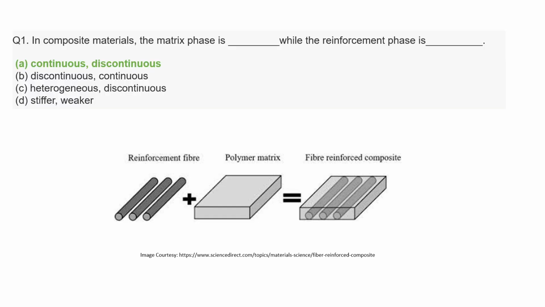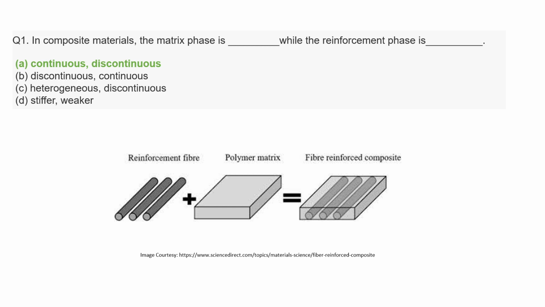So question number 1 is: in composite materials the matrix phase is dash while the reinforced phase is dash. The options are: option A, continuous, discontinuous; option B, discontinuous, continuous; option C, heterogeneous, discontinuous; or option D, stiffer, weaker.